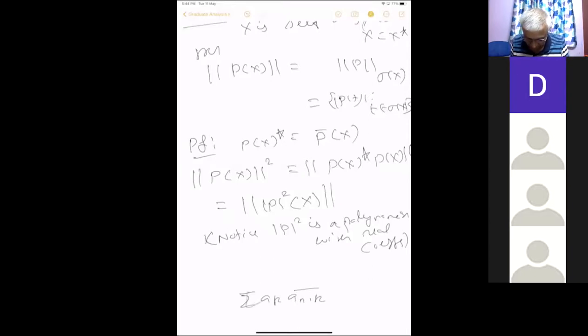Is that clear? If you have a complex polynomial and you take its bar, then |p|^2 will have only real coefficients. Check.